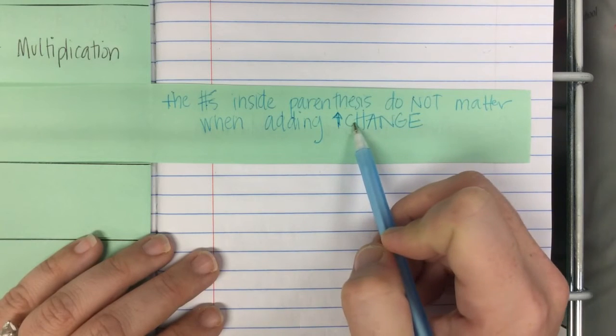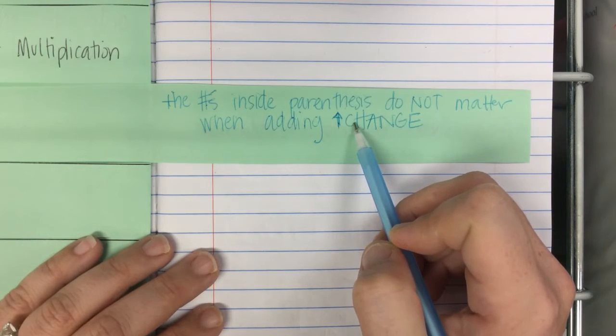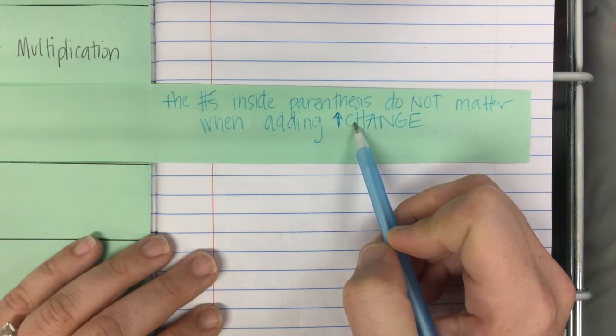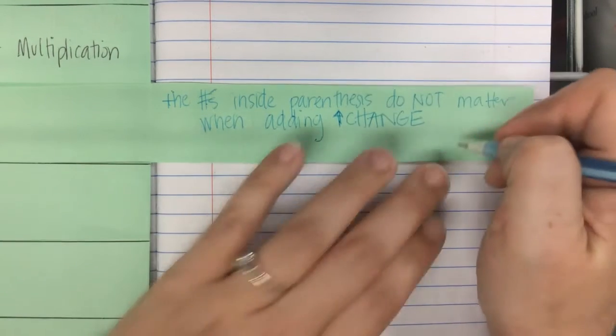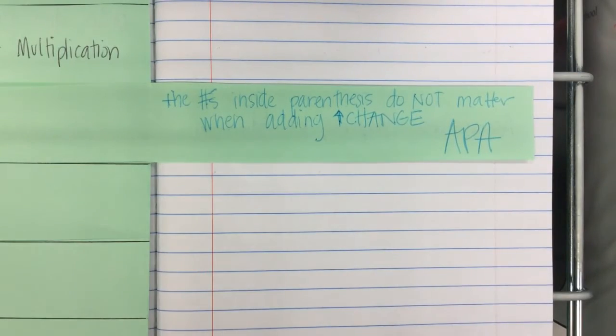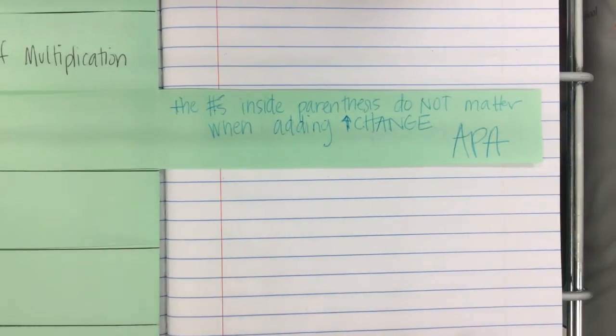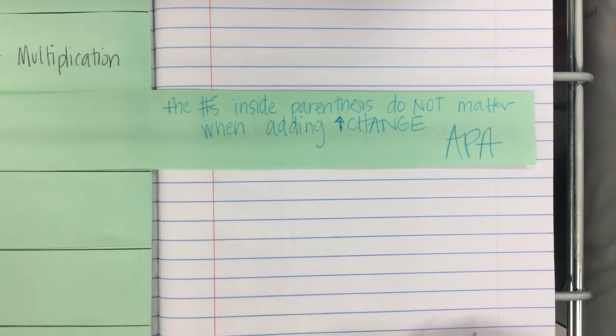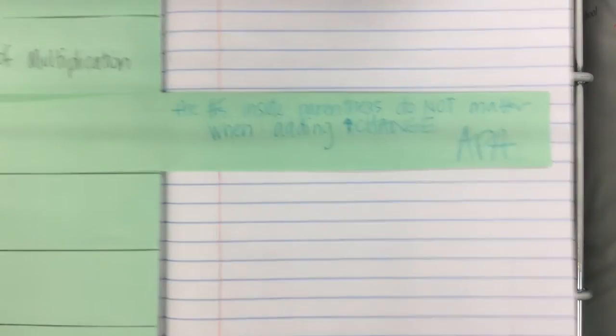What do you think this is abbreviated to? You can do it. APA. Associative property of addition. Well, let's go to this side.